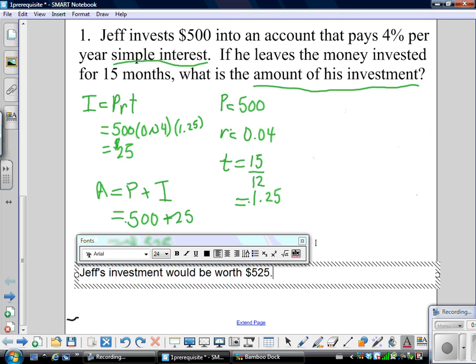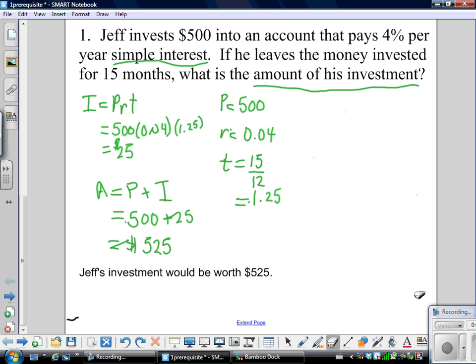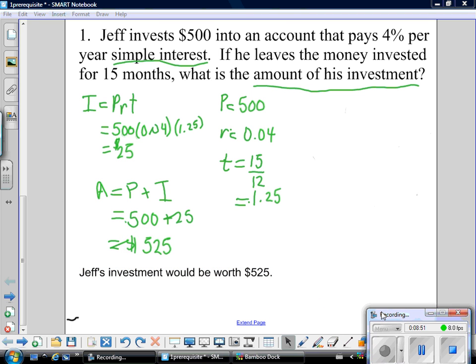Okay. So the next little mini lesson is going to include the compound interest formula. So this was the simple, and the next one's going to be the compound.